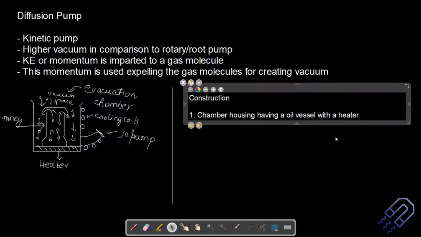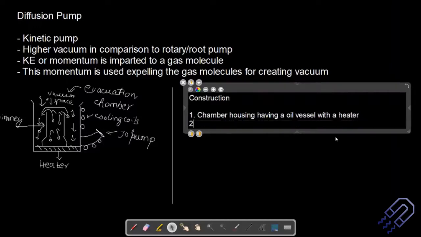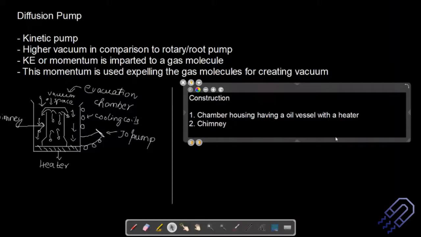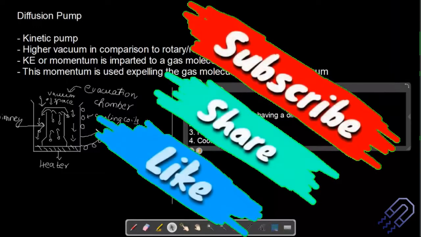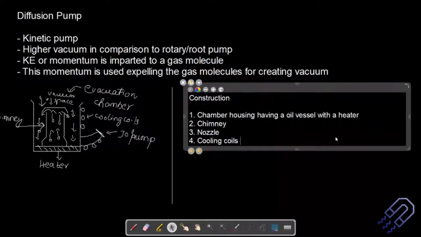And on top of this chamber we have the chimney. So we have the chimney, and third we do have the nozzle, through which the expelled gas will fizz out. And then we have got the cooling coils. So cooling coils, I think it's quite obvious. If you're heating it down at the bottom, we need to also cool it down at the surface where the heat is not needed. So cooling coils carrying water. Water is actually a good coolant in this particular case.